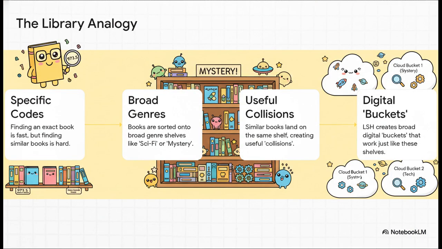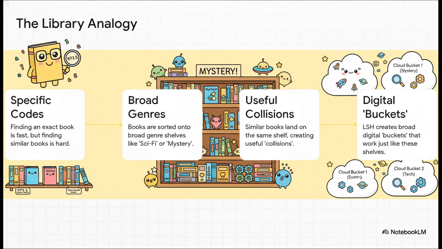Okay, the absolute best way to get your head around this is with a library analogy. So, picture this. Every single book has a super specific, unique code on its spine. Finding one exact book? Super easy, right? But finding all the books that are like it? Oh, that's a total nightmare. Now, what if you did something different? What if you just threw all the sci-fi books onto one big shelf and all the mystery books onto another? All of a sudden, similar books are all grouped together. They've collided on the same shelf, and that is exactly what LSH does.